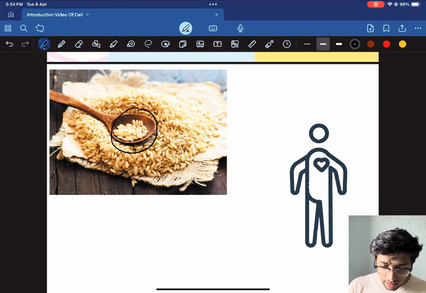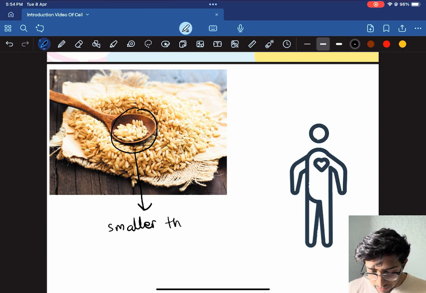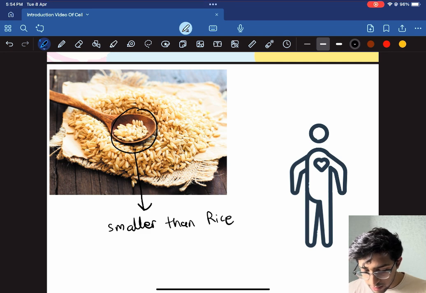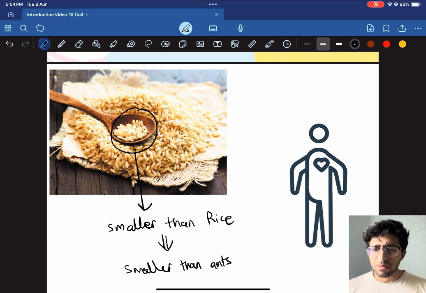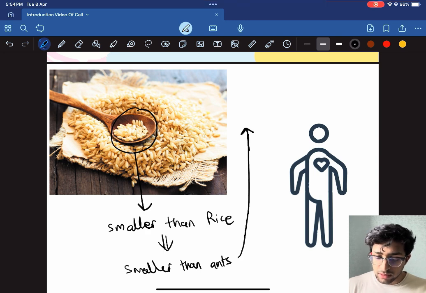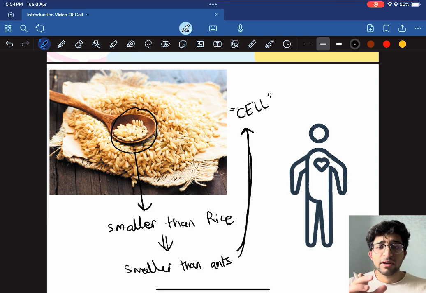Well, spoiler alert, this tiny unit is much smaller than rice, maybe even smaller than ants, or much smaller. It's in the size of nanometers. So the answer is the cell. This cell is the fundamental unit of life. And why we call it the fundamental unit of life, we will be discussing in our next few slides.